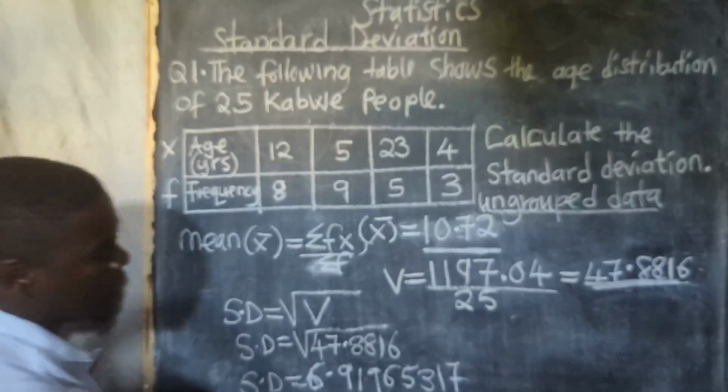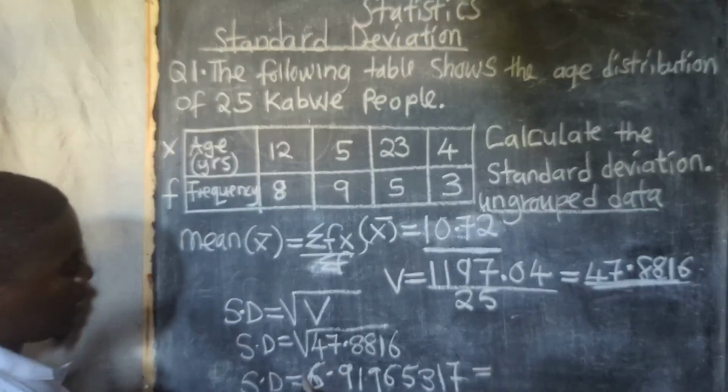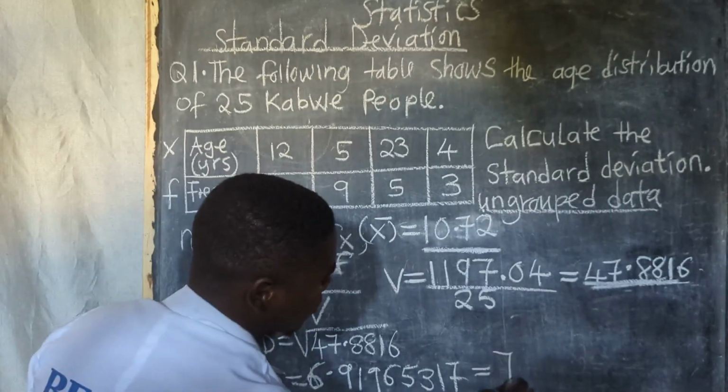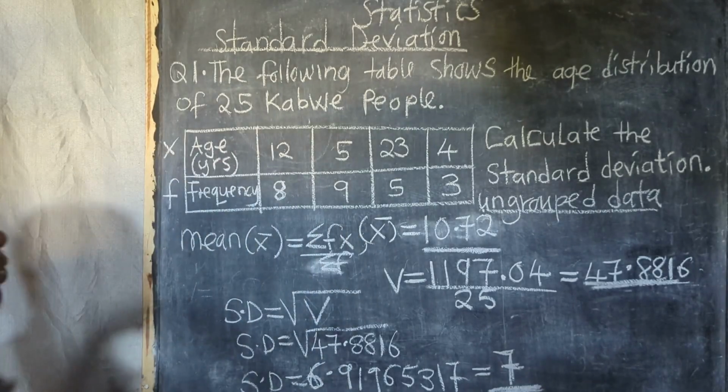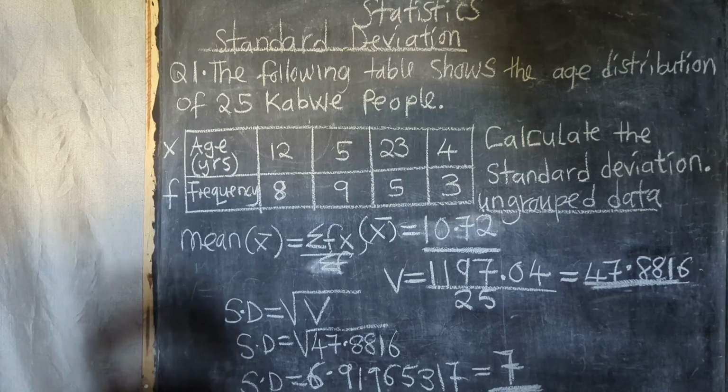We round off to the nearest whole number. This 9 becomes a 7. So the standard deviation is 7. This is what you are supposed to do. These are the procedures that you need to put into consideration.